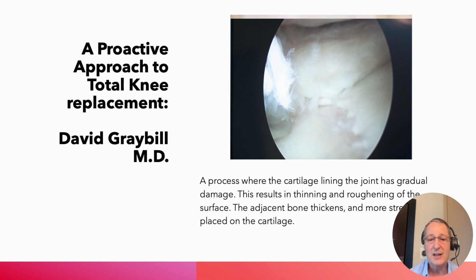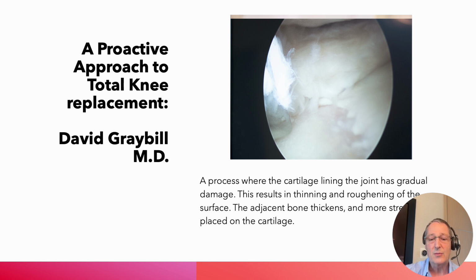This results in thinning and roughening, and eventually the bone touches. There are bone changes associated with this that involve thickening of the bone, which doesn't work as a shock absorber as well as it should, and therefore even more stress is placed on the cartilage. So osteoarthritis is a relentlessly progressive degenerative process.